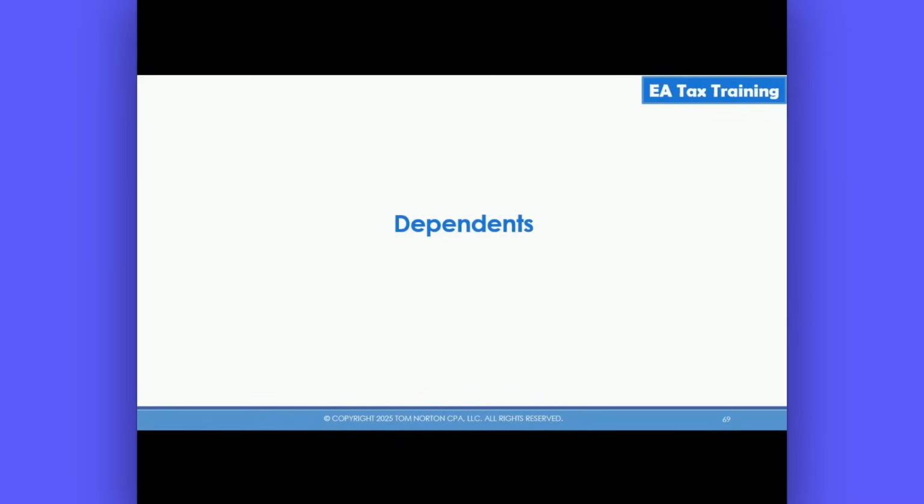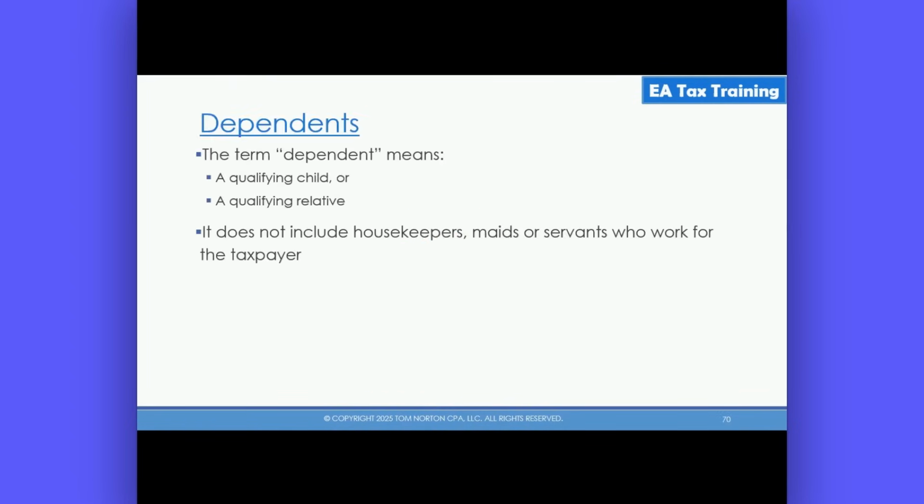So now let's talk about dependents. We've talked about whether or not someone is a dependent several times already. So what does it mean to be a dependent and to qualify as a dependent? Well, the term dependent means a qualifying child or a qualifying relative. So you will want to know that for the exam. And that sounds pretty straightforward, qualifying child or qualifying relative.